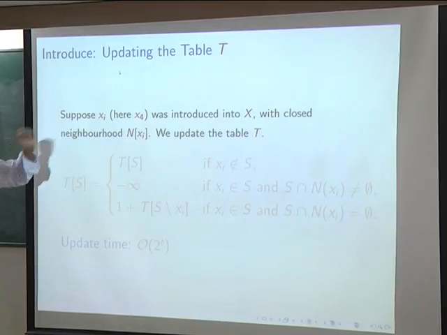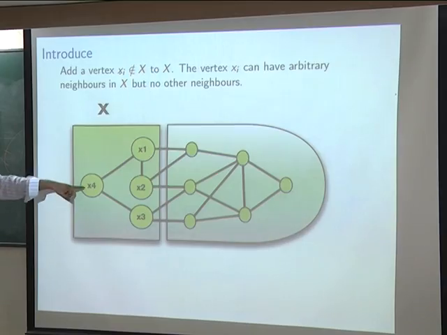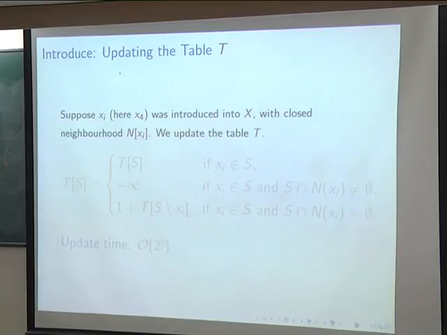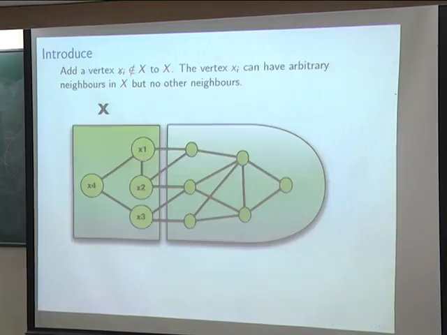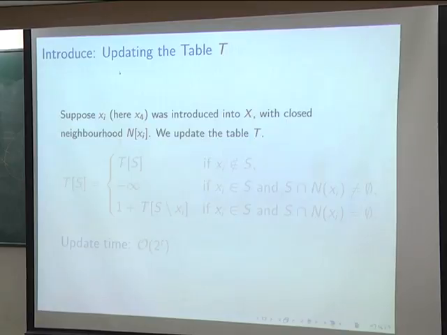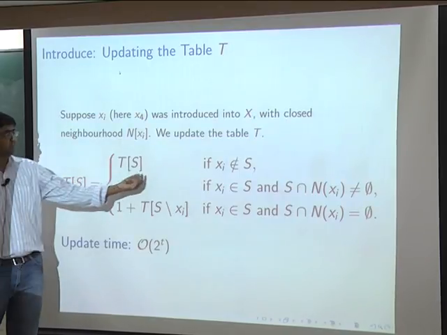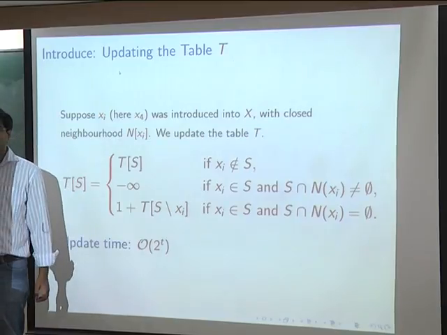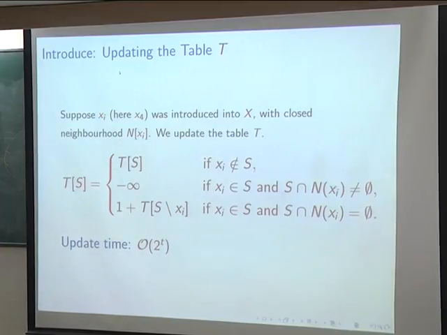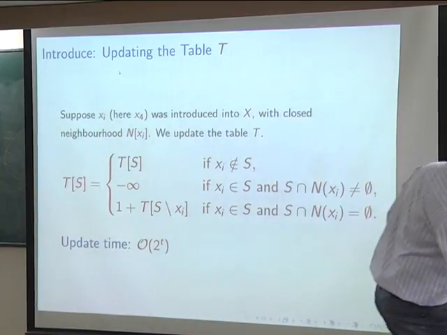Suppose xi was introduced into x. Here we introduce x4 with closed neighborhood here itself. We update the table T as follows. What is the new table T of S if xi does not belong to S? Now what is this saying? Look, the newly added vertex, I'm looking for the largest independent set in this particular graph. So now think what happened to this graph.